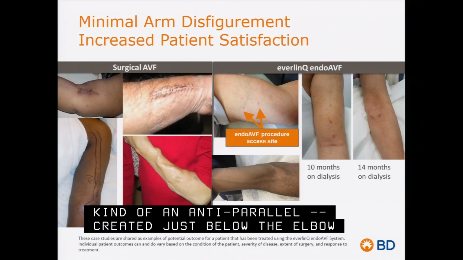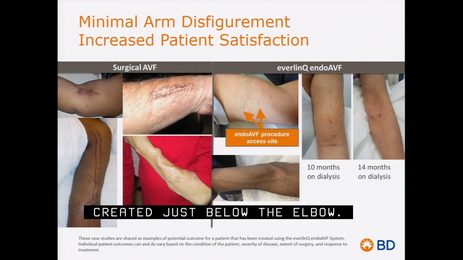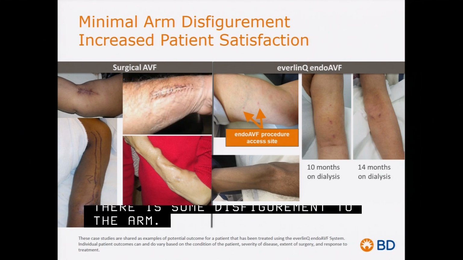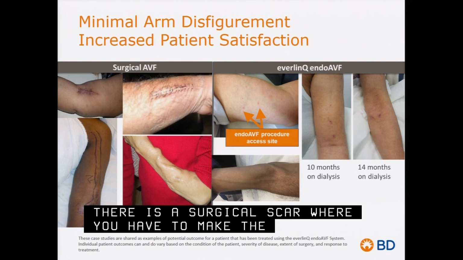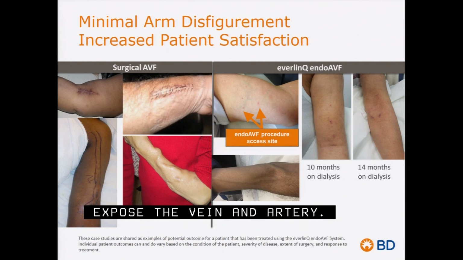The other thing is when we do surgical fistulas, there is some disfigurement to the arm. Obviously, there's the surgical scars I mentioned earlier where we have to make the incision to expose the vein and artery to sew the anastomosis between the artery and vein. The other thing that can happen long term is pseudoaneurysm formation in the fistula itself. So there is some disfigurement with that.